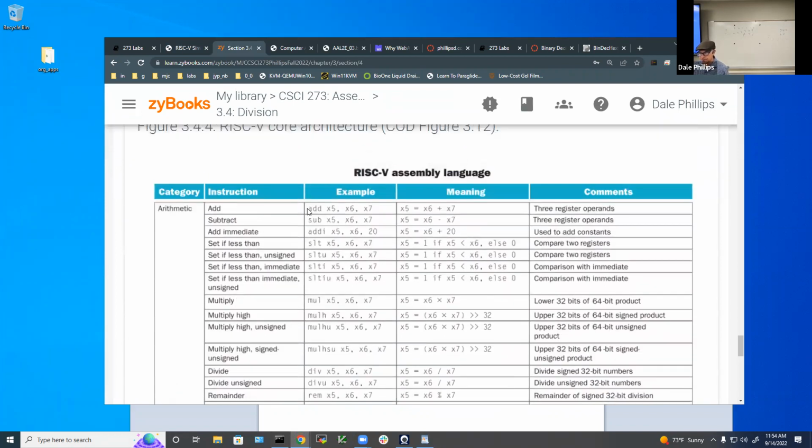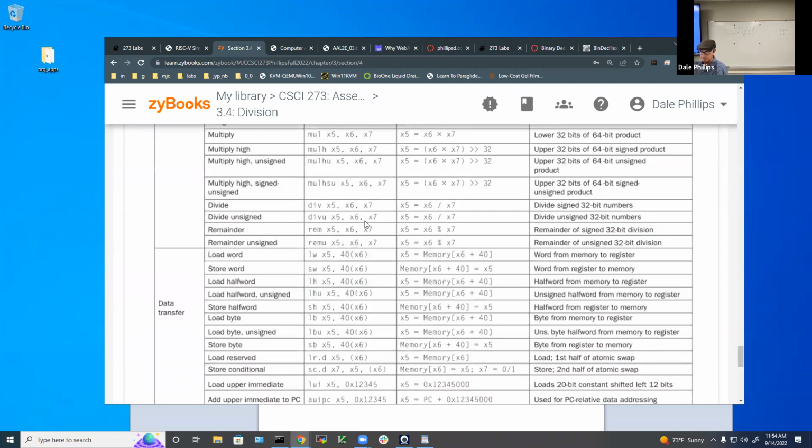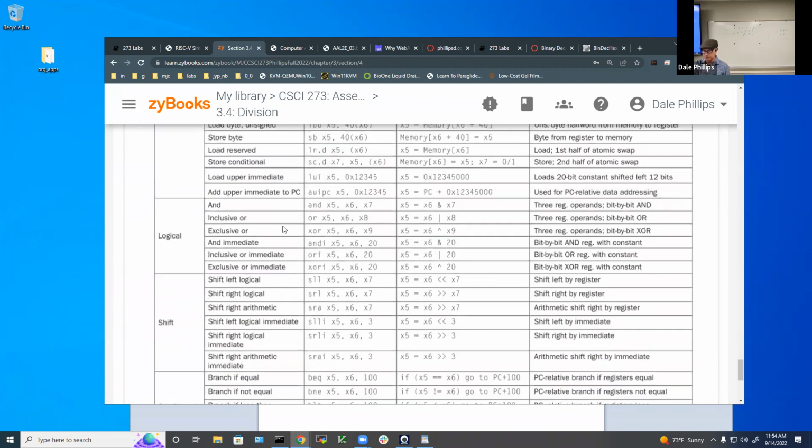Notice these funny little terms here. Add X5, X6, X7. Okay. Subtract. Add. And we'll get more into this side of the stuff over here. What does this mean? Okay. All right.